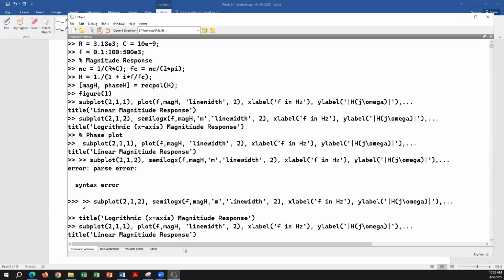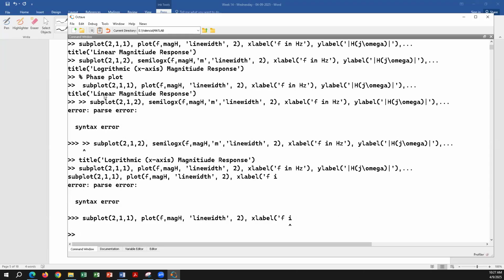So phase response, and then one. Where is it? That's why I don't like Octave. One, go up. It's not gonna go up. Okay. Oh, I hate Octave. All right, I'll have to write that again.